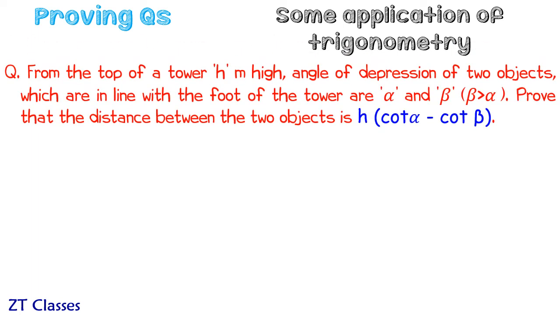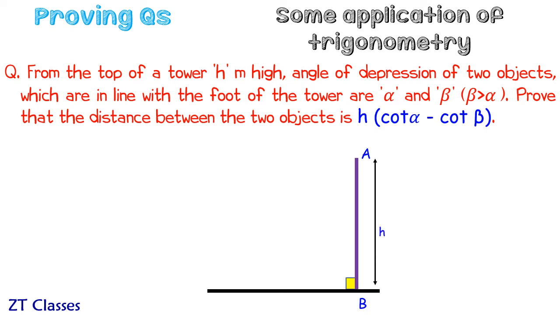Let's check the question. From the top of a tower h meter high. So let's draw the ground and a tower which is h meter high. Angle of depression of two objects. So we are talking about angle of depression. The observer is standing at point A. Let's draw the line of sight for the observer.